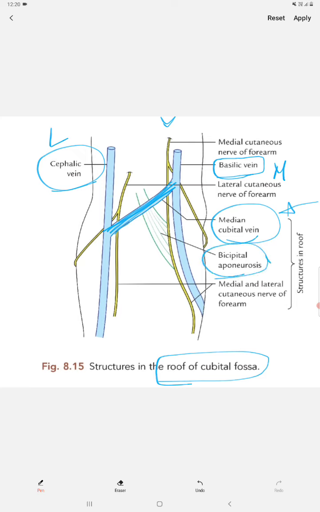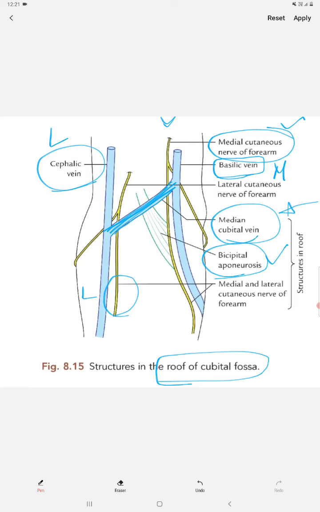And then bicipital aponeurosis and two more nerves, right. This is the medial cutaneous nerve of forearm. Why is it called so? The name itself says it is present on the medial side of the forearm, right. Forearm, it will supply the forearm, and cutaneous, nothing but skin, right. And this is the lateral one, present on the lateral side and supplying the skin, that's why cutaneous, and nerve of the forearm, right. The medial cutaneous nerve of the forearm is present on the medial side and the lateral cutaneous nerve of the forearm is present on the lateral side.